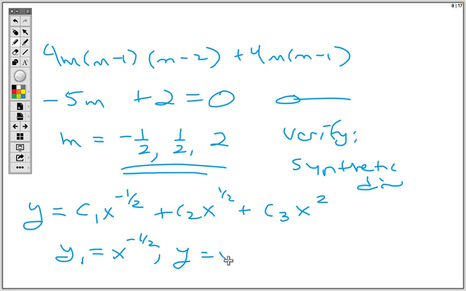We could pick y2 equals x to the 1/2. And the third linearly independent solution is x squared. Does it matter whom you assign what? No. As long as you're consistent, everything will come out in the wash. But you need to let me know what's your y1, y2, and y3 before you set everything up. Right. Any questions on finding those roots and then what to do with those roots once you find them?